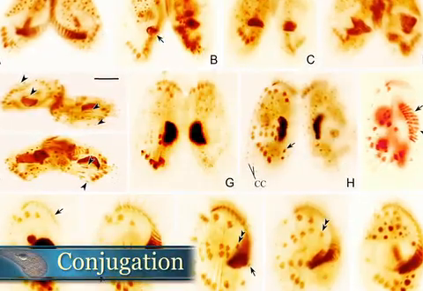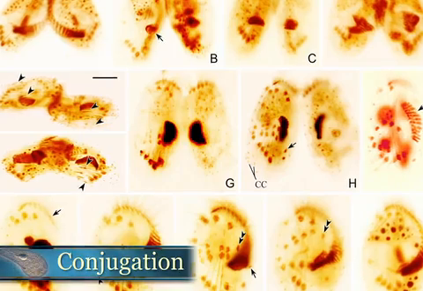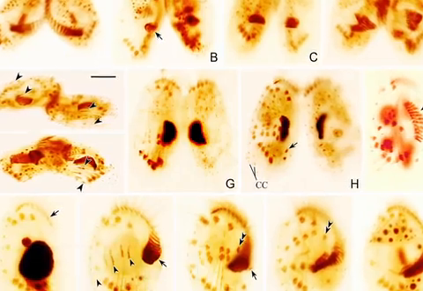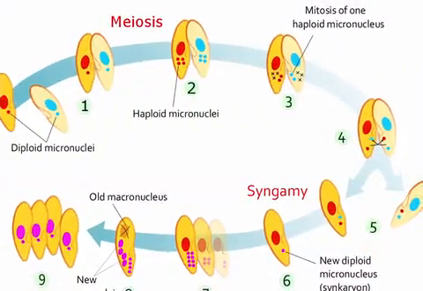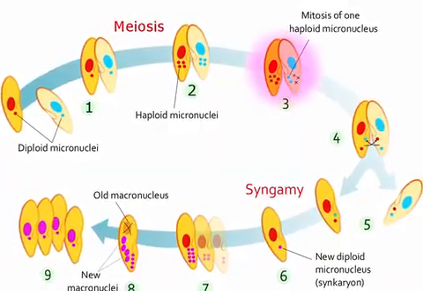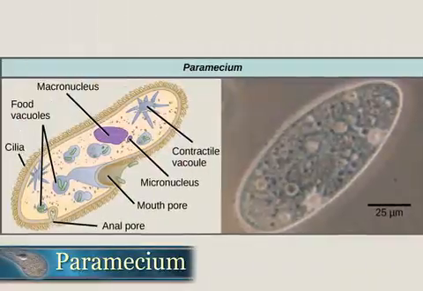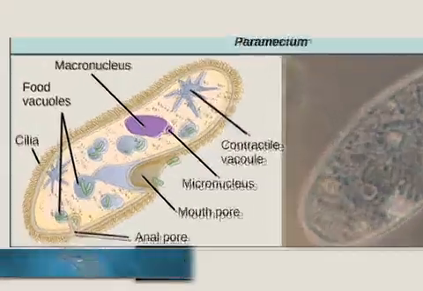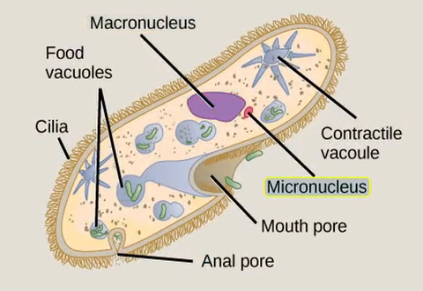Conjugation is a process where 2 organisms exchange genetic information. This is not reproduction, because after the material is swapped, the cells go through mitosis. The paramecium have 2 types of nuclei, the macronucleus and the micronucleus.